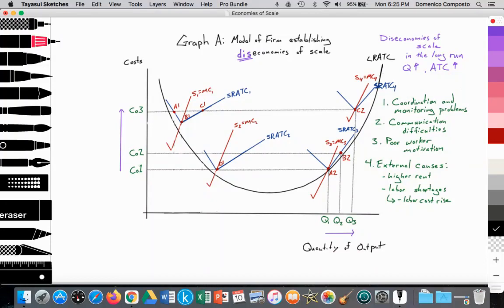And we're operating along our supply curve S3, which is equal to the marginal cost curve 3. It intersects with the short-run average total cost curve at its lowest point, short-run average total cost curve number 3. So the firm is operating at point A2 with cost of production at CO1 and the quantity of output at Q1.